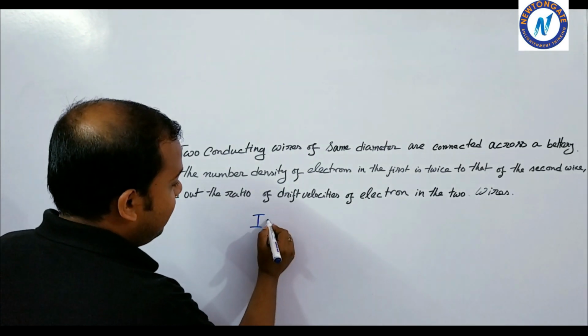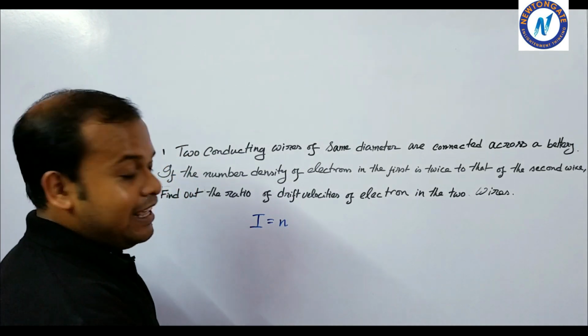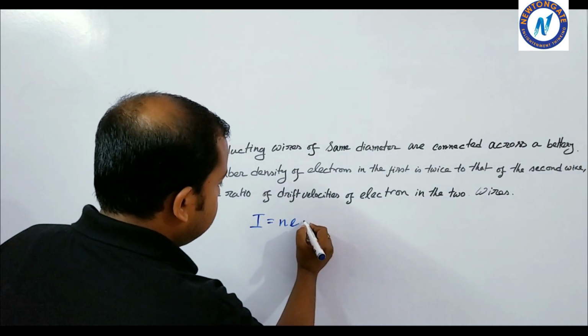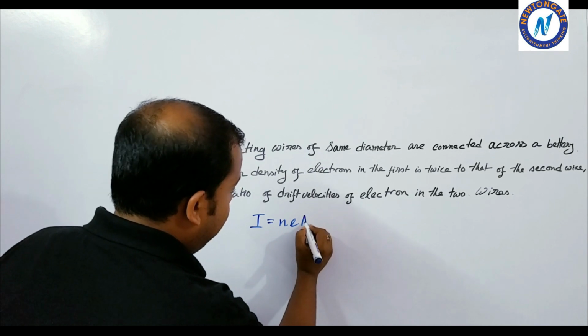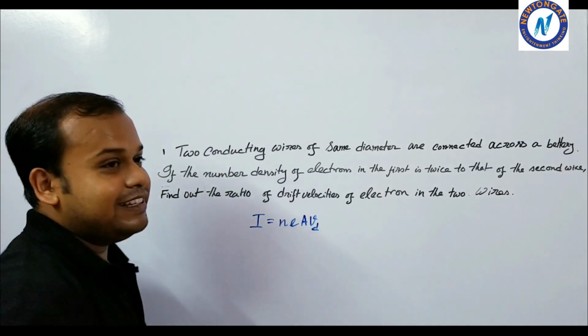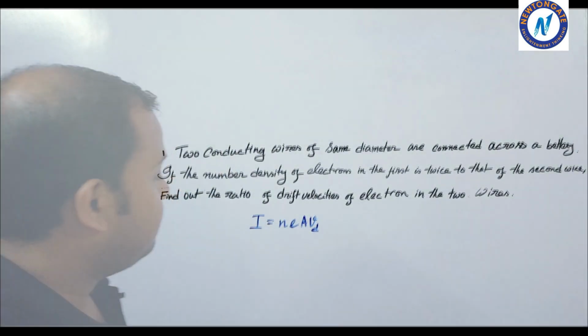I equals N E A, where N is the number density, E is the charge, A is the area, and then we have the drift velocity, that is Vd. Drift velocity is represented as Vd.